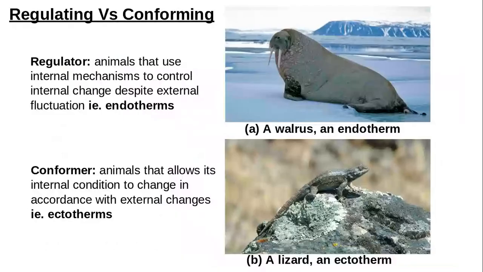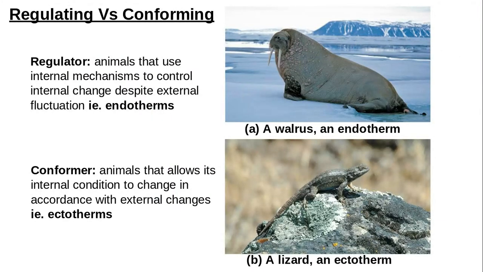There are two different types of animals that exist on planet Earth. One is called a regulator or endotherms. Endo meaning inside. So these are animals that are able to use internal controls to adjust and control the internal change in their temperature despite the outside environment. You may have also heard these animals referred to as warm-blooded creatures like the walrus or you or me. We can keep ourselves warm even if we're in a very icy cold environment.